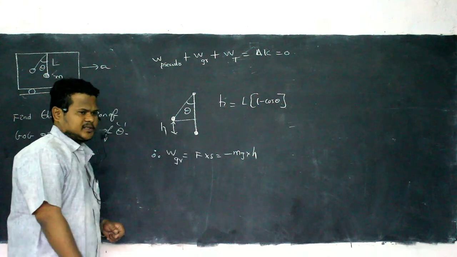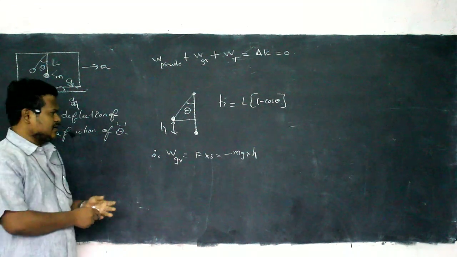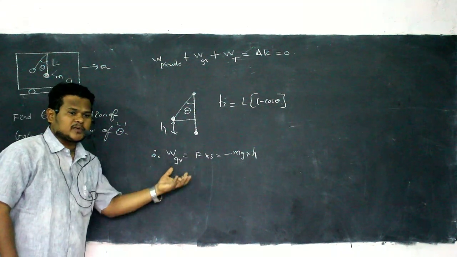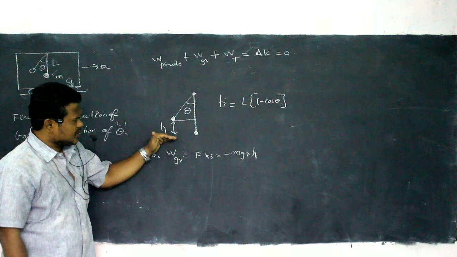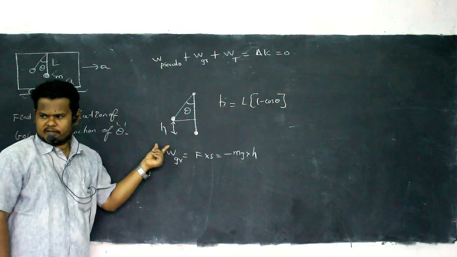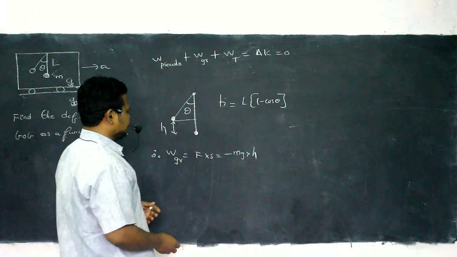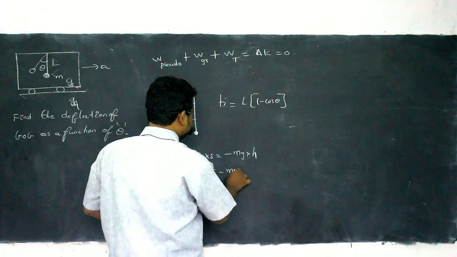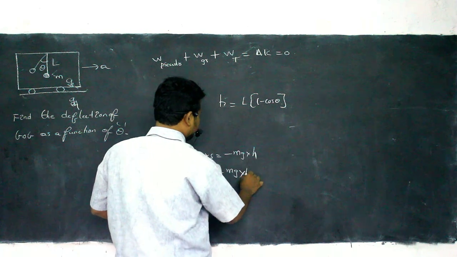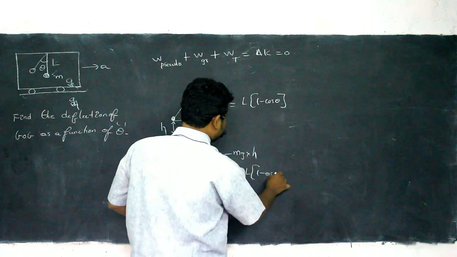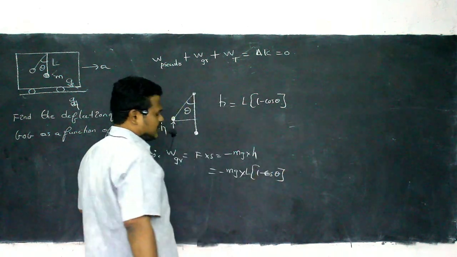Why minus mg? Because the gravitational force pulls this bob downwards, but the bob has displaced upwards by a height of h. So the angle between them is 180, and cos 180 is minus 1. So minus mg into, and what is the h value? L into (1 minus cos theta). So this is our equation number 1.